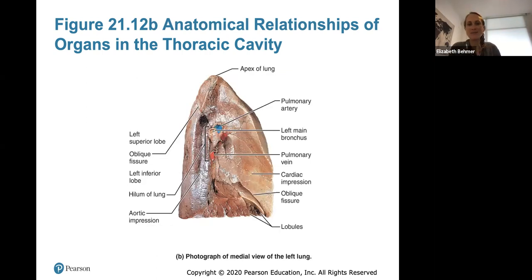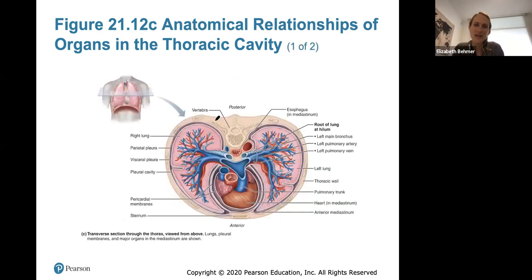and then showing how the heart kind of fits in just left to the sternum. Here's a look at the hilum. So the hilum is where all the blood vessels and primary bronchi will enter and exit the medial side of each lung. And here is a transverse section through the thorax viewed from above, showing the esophagus, the bronchi, and then the different blood vessels.